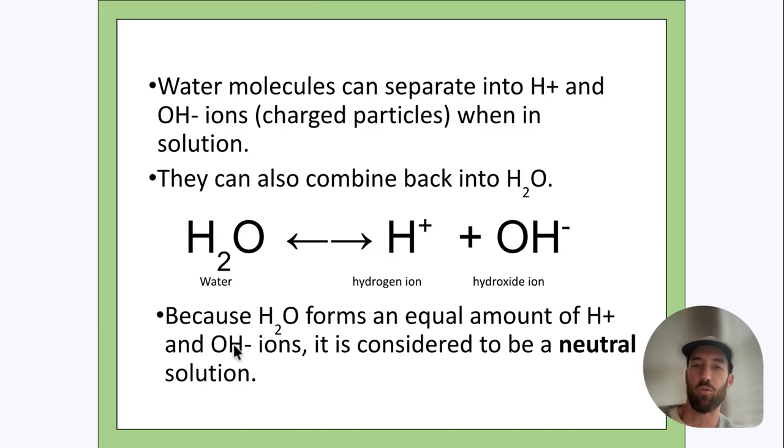So because H2O forms an equal amount of hydrogen and hydroxide ions, it is considered to be a neutral solution. So one hydrogen, one hydroxide are formed from water. So that water is neutral, right? So this is why on the pH chart that you've probably seen, water is neutral because it's a 1-to-1. They cancel each other out, positive and negative, right? It is a neutral solution, okay?